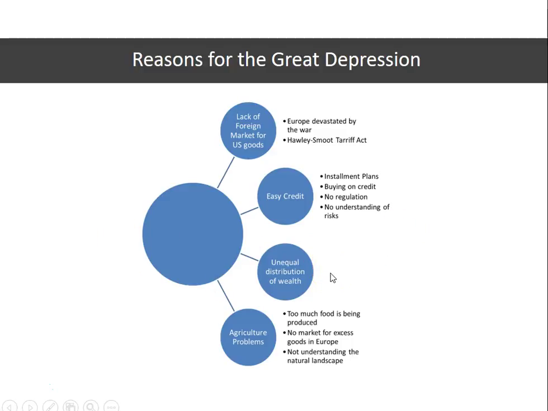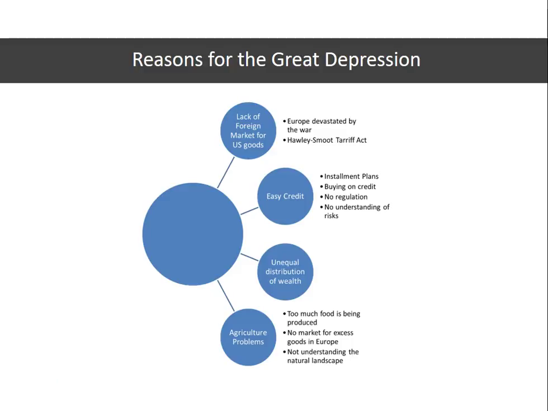The unequal distribution of wealth, we talked about this also, was that the rich were richer and the poor were poorer. And if you were poor, you were extremely poor during the Great Depression. Even in the 1920s, the rich were extremely rich, could have these lavish lifestyles, fancy, huge parties all the time, but the poor were very poor.